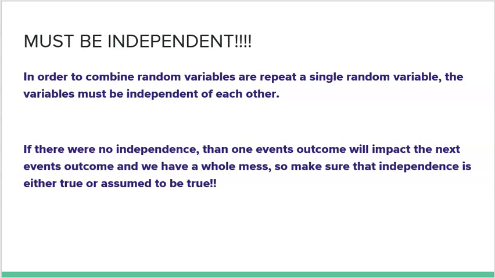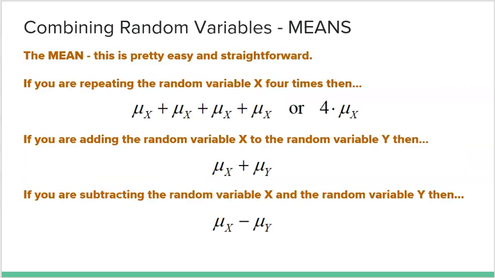So please make sure for every combining problem, we have to either assume that the variables are independent of each other, or we have to literally be told that. All right, so let's talk about the rules. First, let's talk about how combining random variables affects means. This is pretty easy, or straightforward.